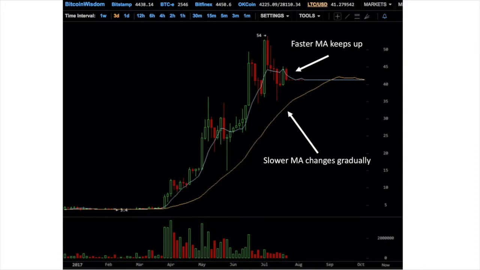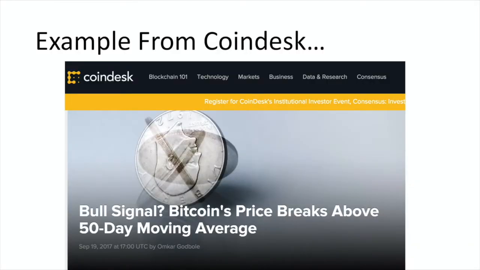Oftentimes, moving averages will be discussed in the news. For example, if Bitcoin breaks above the 50-day moving average, as discussed here from this article in CoinDesk, that's considered a bullish signal.